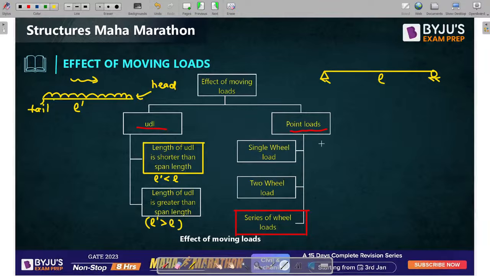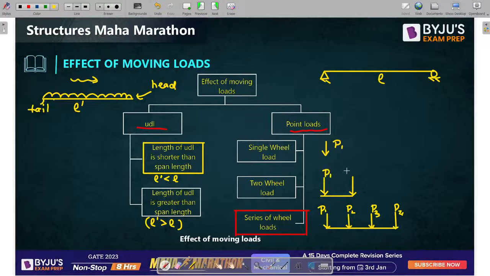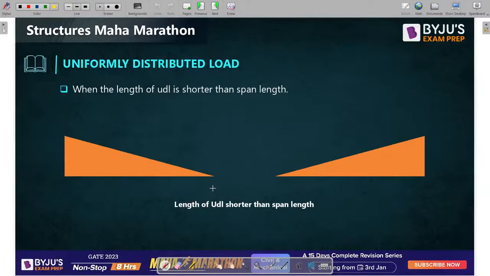There is a second case, which is basically point load. It may be possible we may have a single wheel load. It may be possible we may have multiple wheel loads, that means two wheel loads, or it may have a series of wheel loads. Right? So what you can expect, guys, in the GATE examination, they can ask the question related to the UDL part, or either from your point load, but from single wheel load or two wheel load system only, right? They can plan the question from these two parts, and the UDL part is very important. Okay, so let's discuss how we can solve the problem related to it.